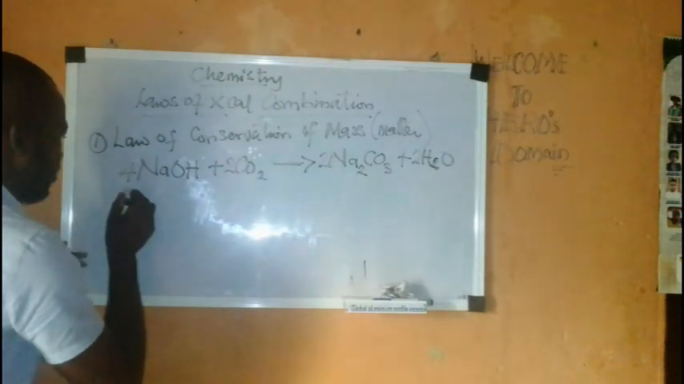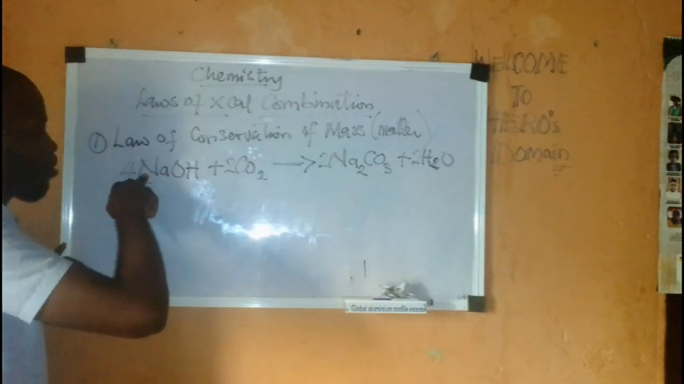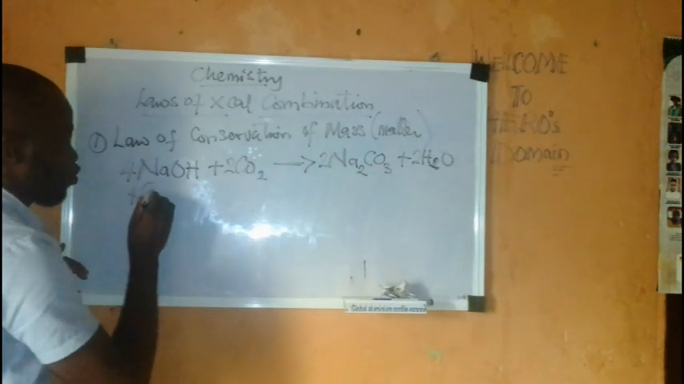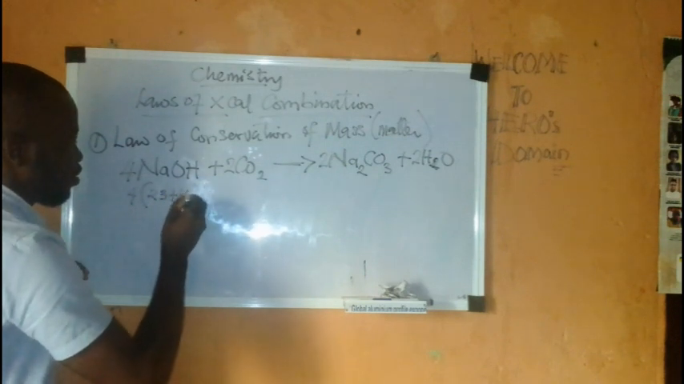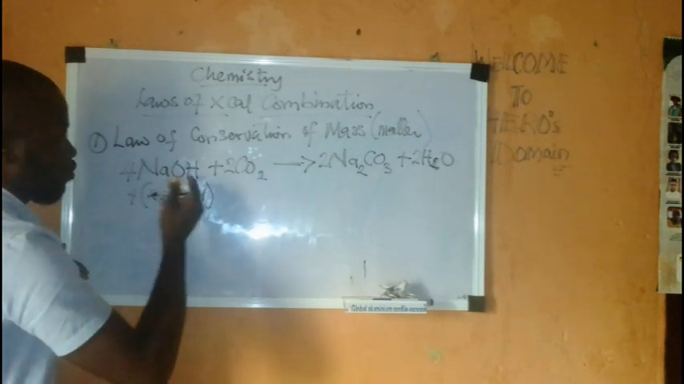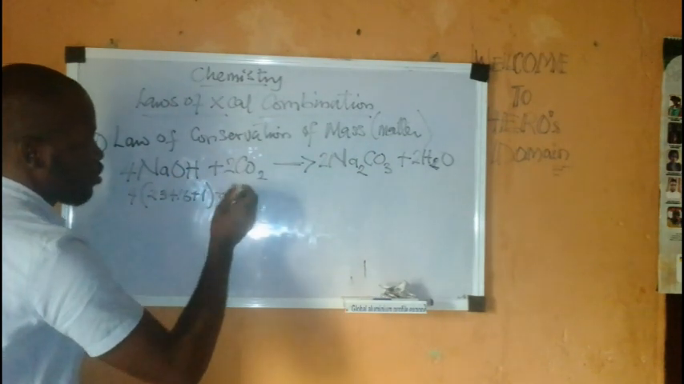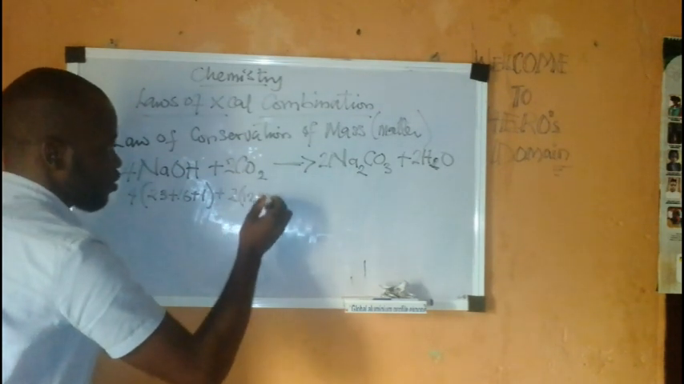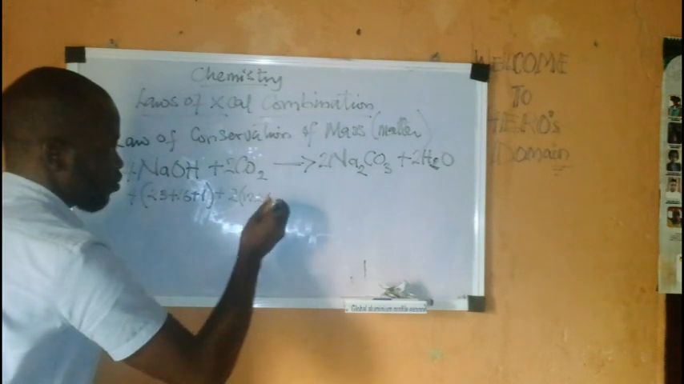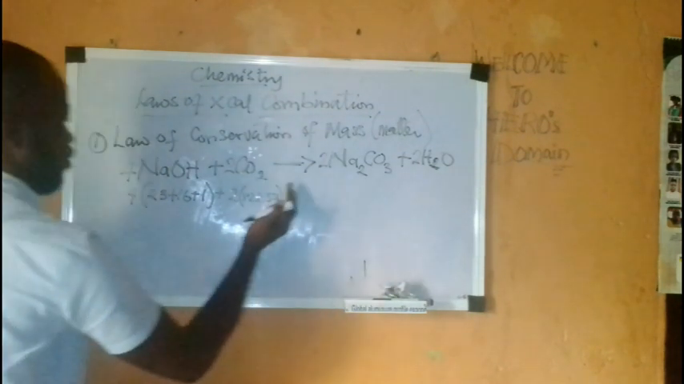Now, let's see if this is true. This is 4 times the relative atomic mass, or the molar mass, of sodium, which is 23, plus oxygen is 16, plus 1 for hydrogen. The molar mass of hydrogen here is 1. Plus, now this is 2 multiplied by carbon, which is 12, and oxygen, 16 times 2, which is 32. Now, this is for the reactants.